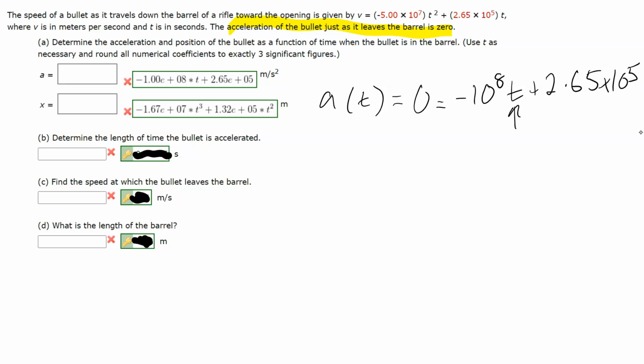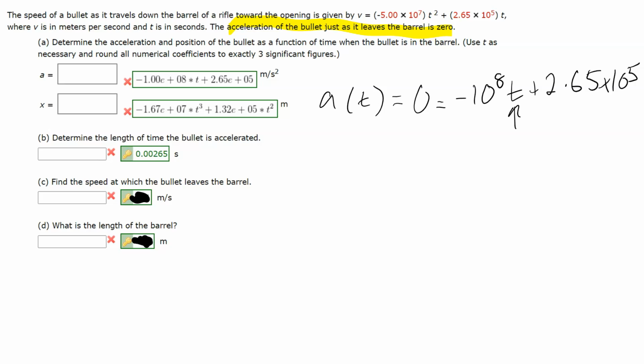You should get that t is equal to 2.65 times 10 to the 5th over 10 to the 8th in this case. So that would be 2.65 times 10 to the 13th, I believe. So that's what we got. Oh, it's because we're dividing, it's not dividing by 10 to the -8, it's the whole thing is negative, sorry.